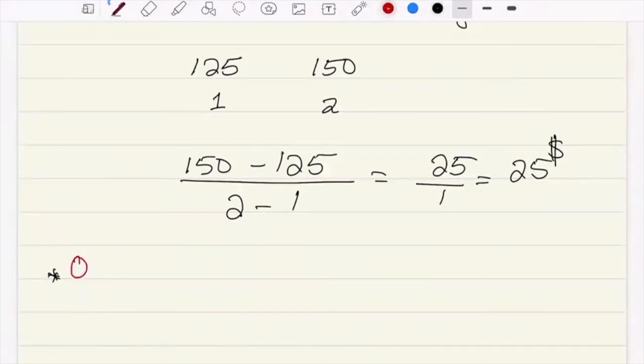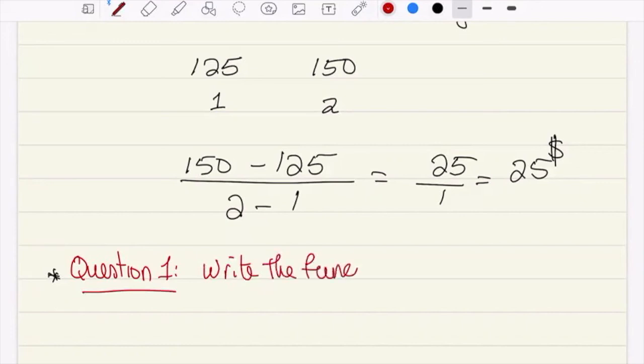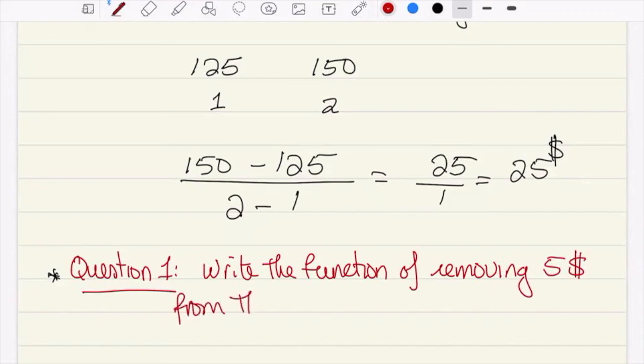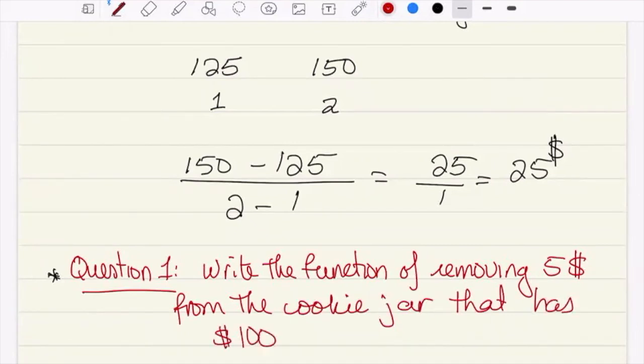So question 1 that you need to submit: write the function value, a function of removing $5 from the cookie jar that has $100, that has $100 to start with.